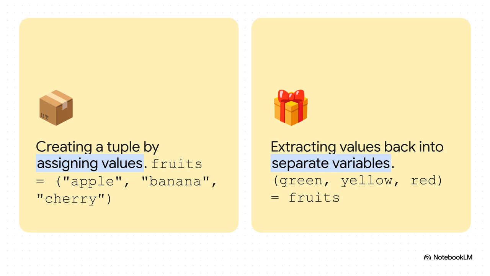Okay, let's look at this side by side. On the left, we've got packing. We're just taking a few values, apple, banana, cherry, and bundling them up into a tuple we called fruits. Simple enough, right? Then on the right, we do the complete opposite. That's unpacking. We take that fruits tuple, and its values get assigned directly to our new variables green, yellow, and red. See how slick that is? No indexes needed, just one clean, direct assignment.